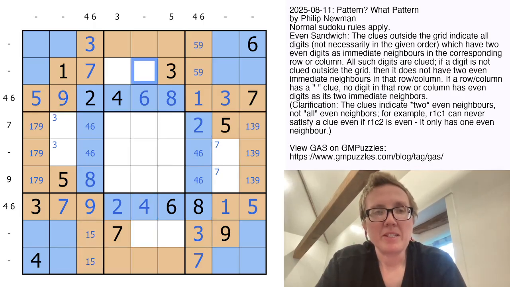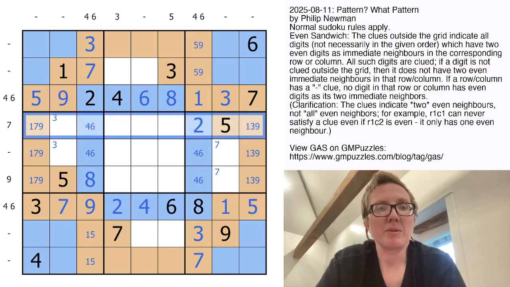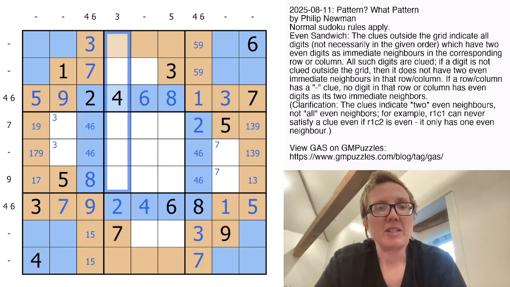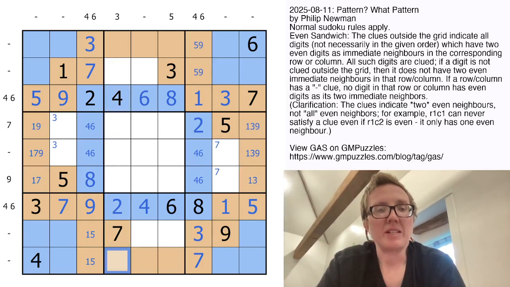Okay, so now we need to take a look at some more of our clues, I believe. So we need the 7 to be sandwiched in this row, so the 7 can't go here. We need the 9 to be sandwiched in this row, so the 9 cannot go on either end. We need the 3 to be sandwiched in this column, so the 3 can't go in these cells, so these are from 1, 5, 9.